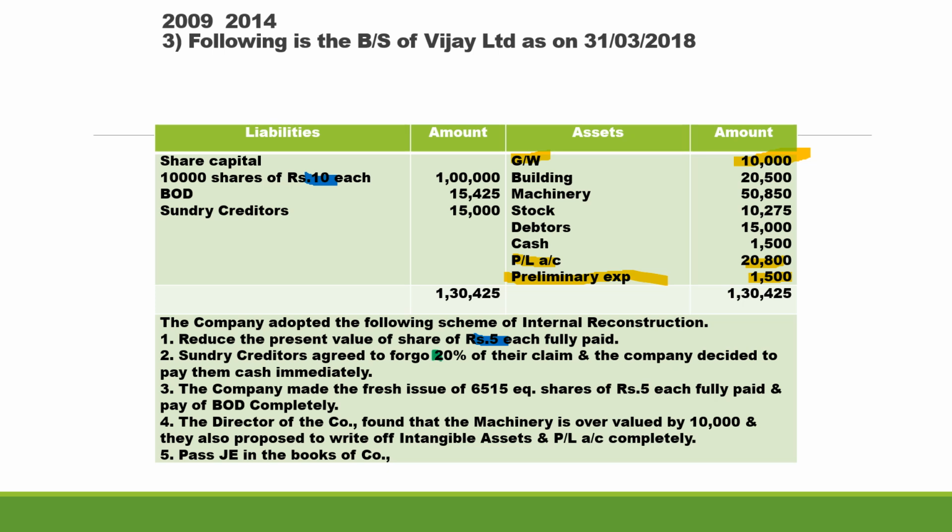Sundry creditors agreed to forego 20% of their claim and the company decided to pay them cash immediately. That means sundry creditors we have 15,000 in the balance sheet. 20%, that is 3,000 is being reduced, foregone.